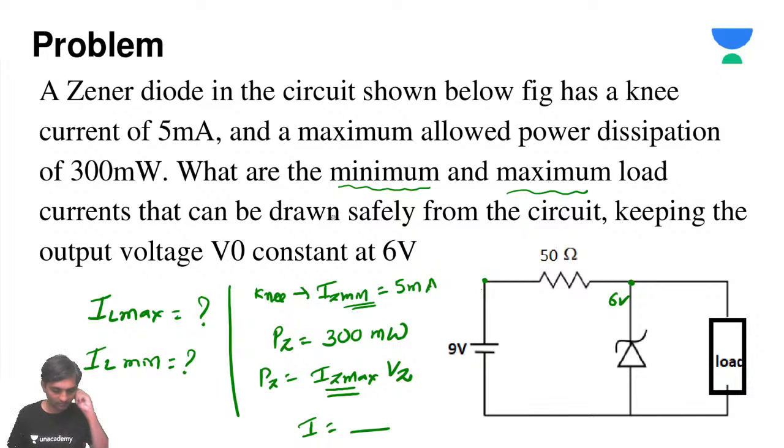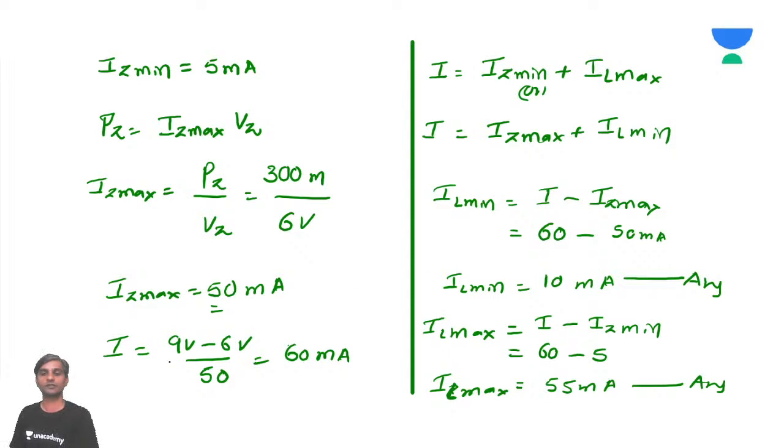IL minimum is 10 milliamps. IL maximum is 50. Correct, Krishnaveni. Good going. So minimum is 10 milliamps, maximum is 55 milliamps. Minimum is 10 milliamps and maximum is going to be 55 milliamps.